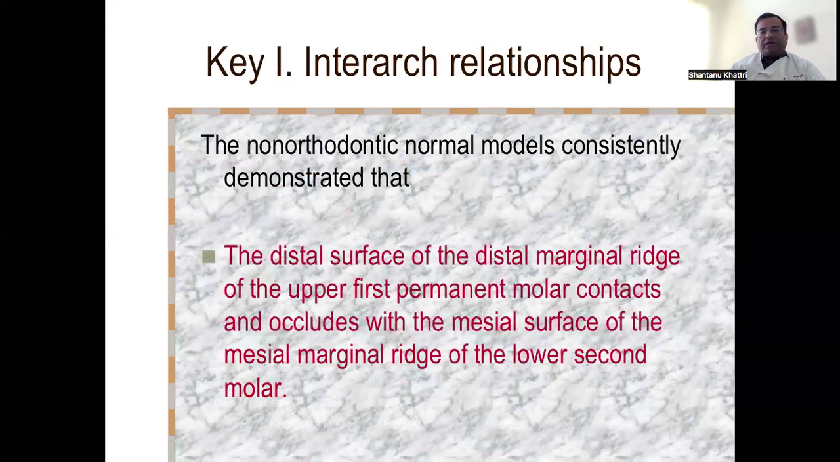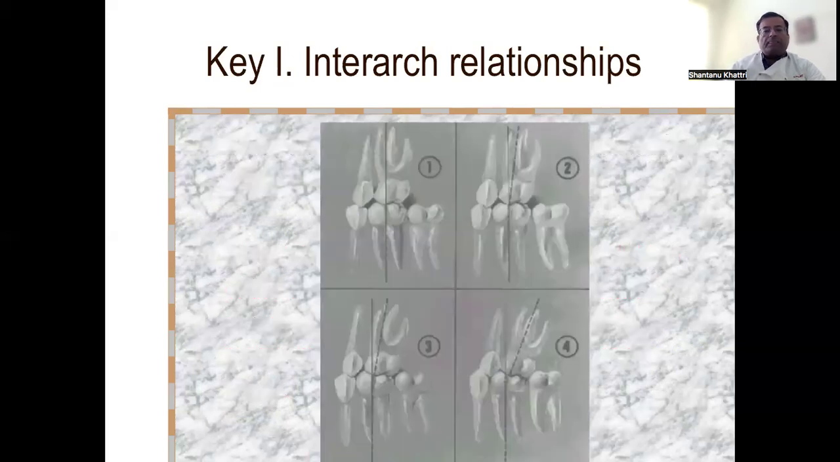The first key is that the non-orthodontic normal models consistently demonstrated that the distal surface of the distal marginal ridge of the upper first permanent molar contacts and occludes with the mesial surface of the mesial marginal ridge of the lower second molar. So this is how your molars should normally occlude, whether naturally or through orthodontic treatment. Your goal should be to get an ideal molar relationship where the distal marginal ridge also occludes.